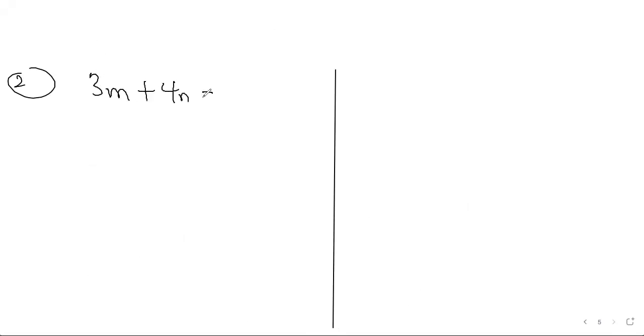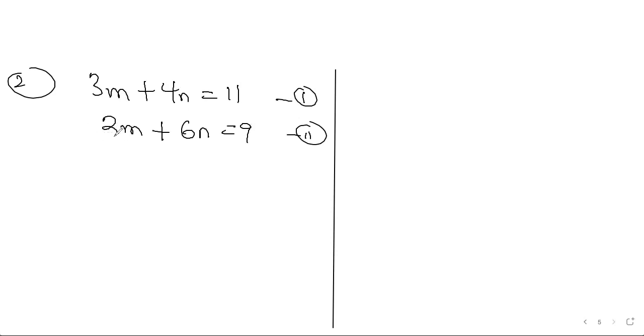The second example, the question is 3m plus 4n equals 11, this is equation 1, and 2m plus 6n equals 9, this is equation 2. Now in this equation, you can see that the coefficients of m are not the same. The coefficients of n are not the same. So we have to find a way to make sure that we have the same coefficient for either m or n, depending on which one you want to eliminate.